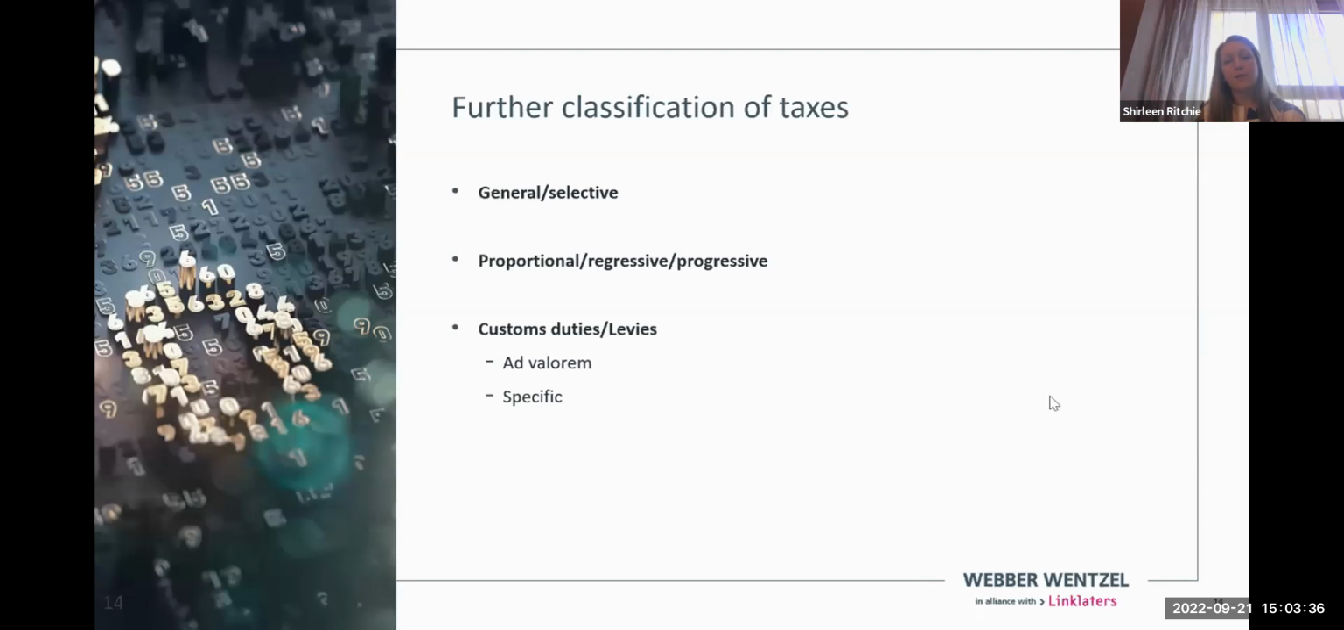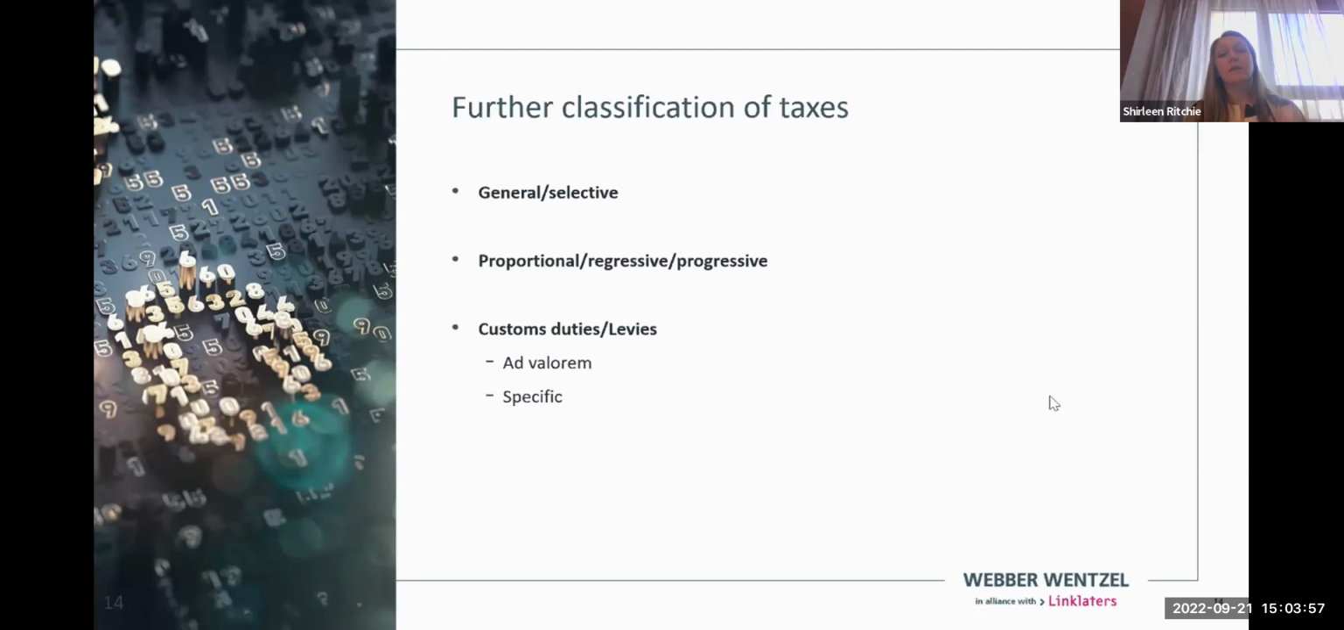You can have further classification of taxes, which is not particularly relevant in the context of corporate tax, but I just showed them on screen. So you can have a general or selective tax. Taxes can be proportional, regressive, or progressive. Proportional tax goes back to that element of balance. Each person must pay what they can.